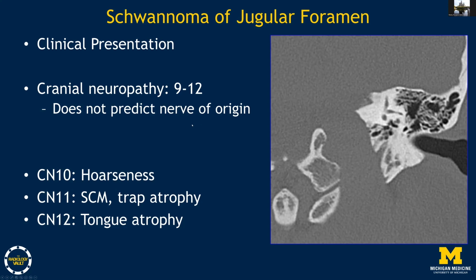These patients may present with cranial neuropathies, could be 9, 10, 11, or 12. And just because they have a neuropathy doesn't tell you what nerve the lesion is affecting. If 10's out, they'll be hoarse. If 11's out, they're going to have ipsilateral SCM and trap atrophy. If 12's out, they're going to have ipsilateral tongue atrophy and deviation of the tongue to that ipsilateral side on forward extrusion.